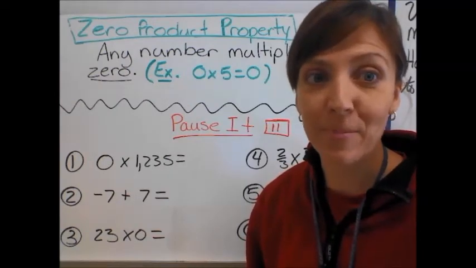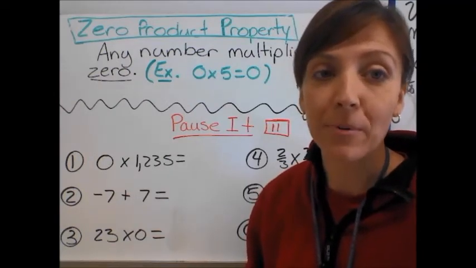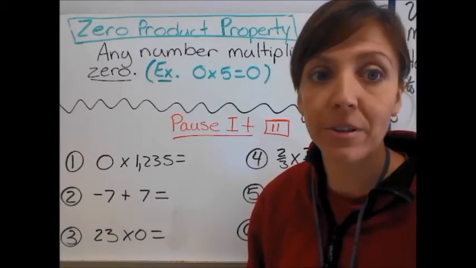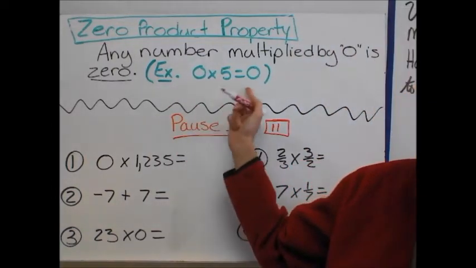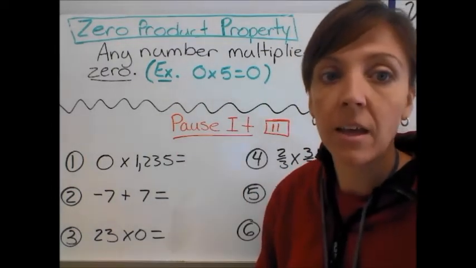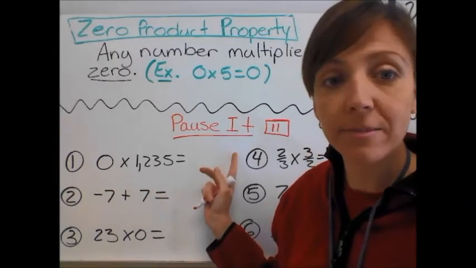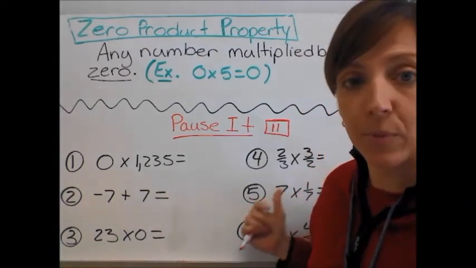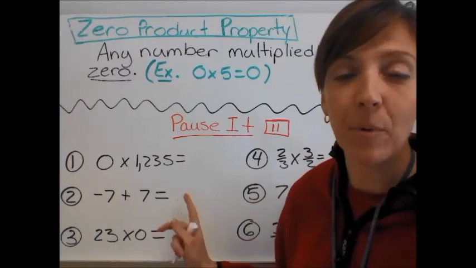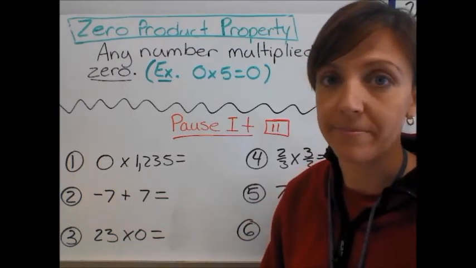Zero product property. Zero product property simply says that any number times 0 is 0. 0 times 5 is 0. All right, I want you to pause it and solve each one of these, and then I want you to tell me what property they represent.